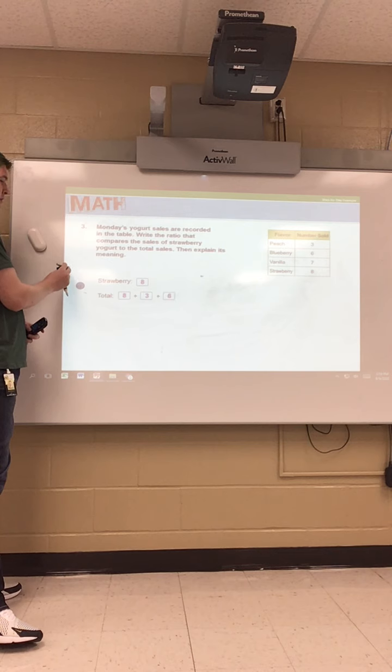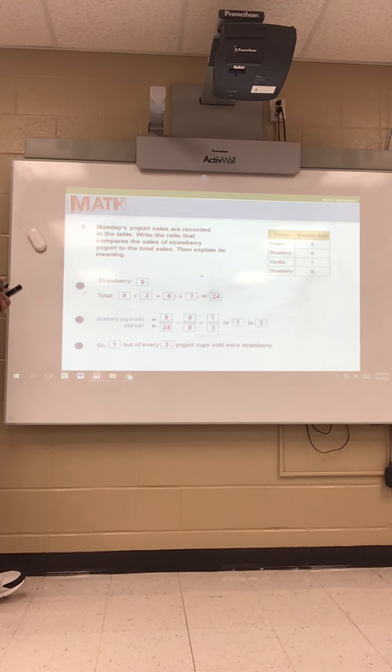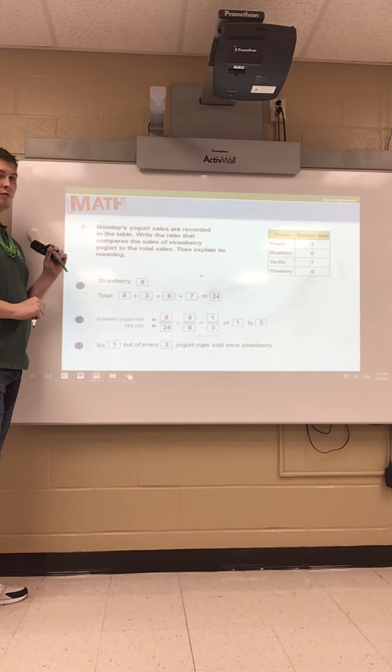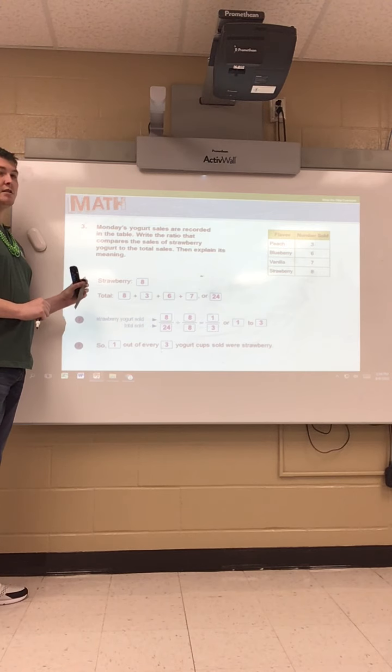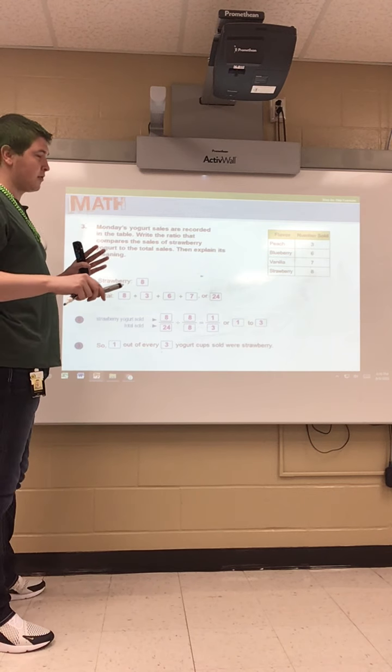Shows our 8, adding it all up to 24, getting 1/3. So 1 out of every 3 yogurt cups sold were strawberry. That is what the meaning is, okay? Because remember, those are all the numbers that were sold, and the top was strawberry. So 1 strawberry for every 3 cups, okay?